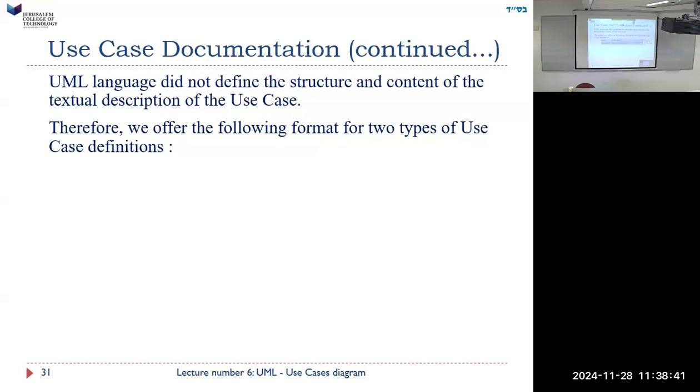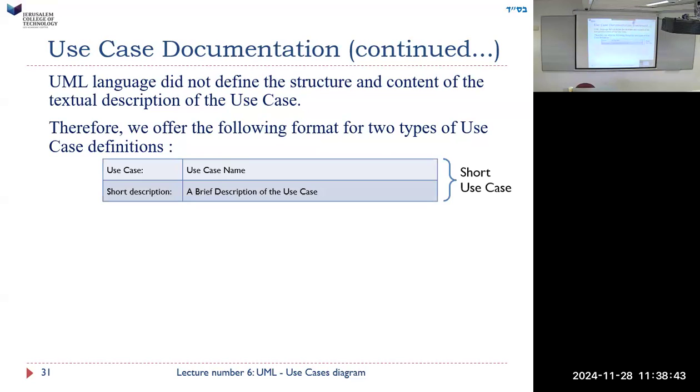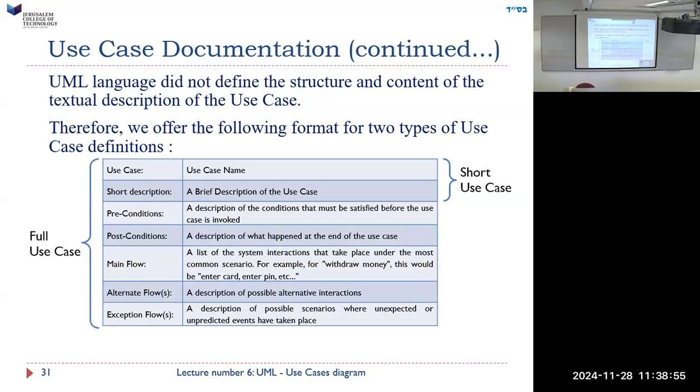And here is a short description. The short use case is just the name, and then it's a table, and then a short description in the next box. The full one will include those 2, but also have more sections. It'll have a precondition and postcondition.